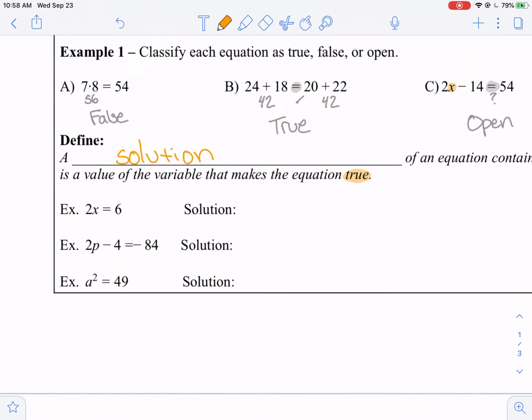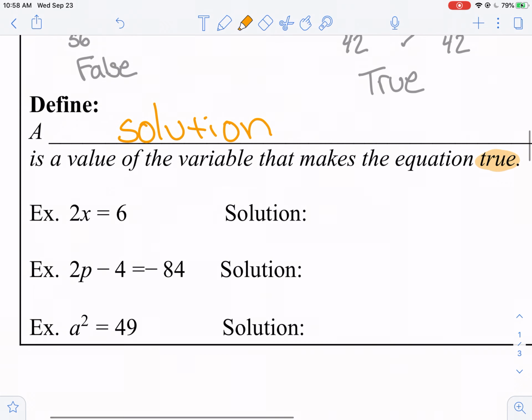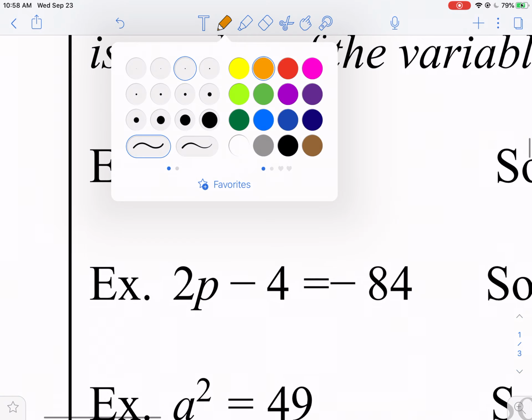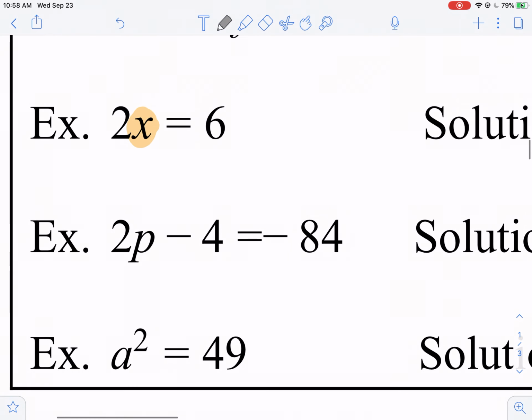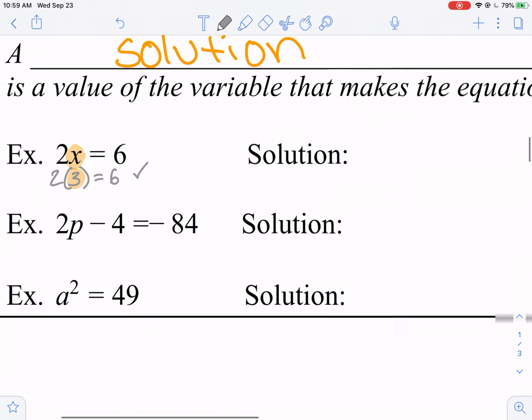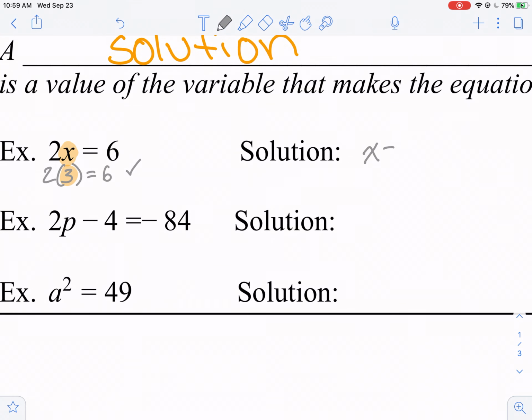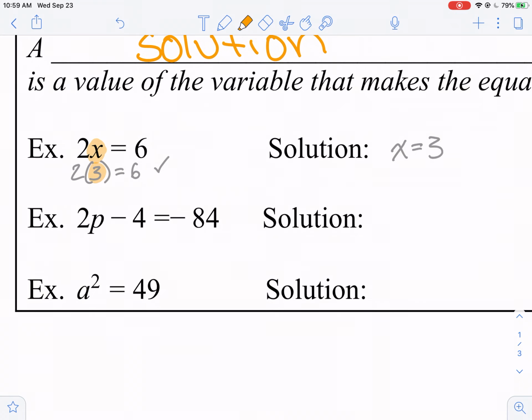For example, if we look at 2x equals 6, it's open because we don't know what x is, but we want to find out what will make this true. And turns out if I plug in 3 for x, we get 2 times 3 equals 6. That makes it true. Awesome. So we say that the solution is when x equals 3. There you go. x equals 3 is the solution because it makes our statement true.